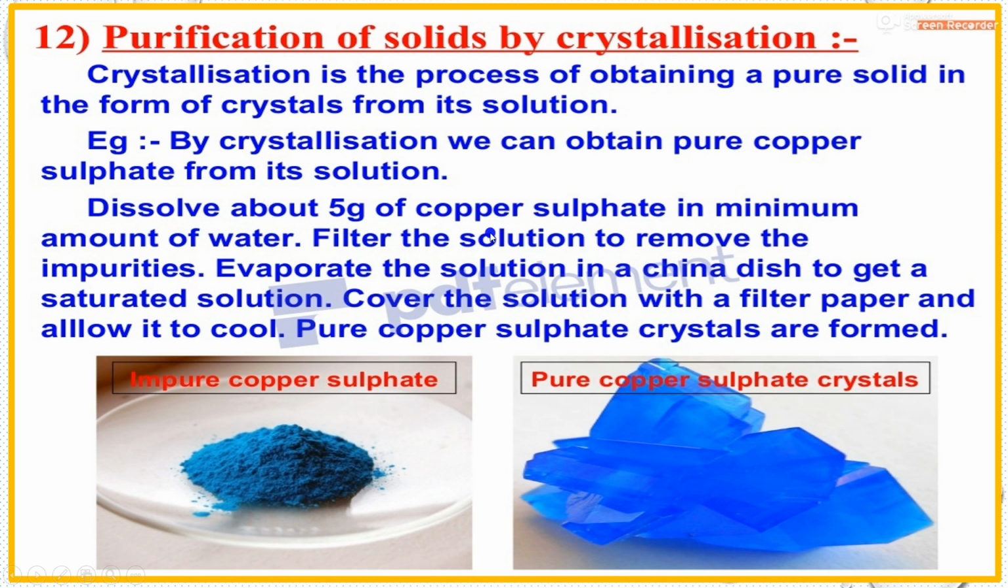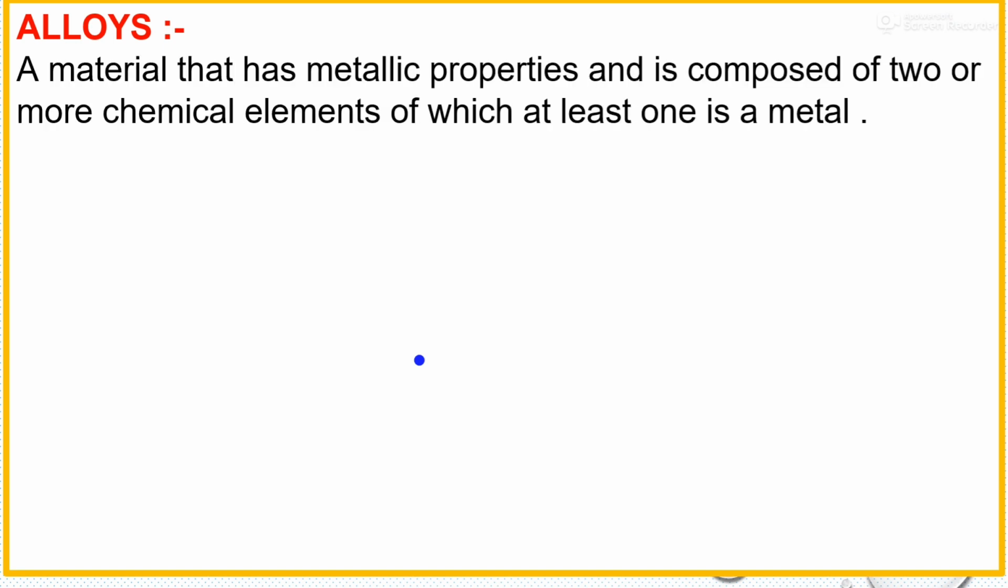Dissolve about 5 grams of copper sulfate in a minimum amount of water. Filter the solution to remove the impurities. Evaporate the solution in a china dish to get a saturated solution. Cover the solution with a filter paper and allow it to cool. Pure copper sulfate crystals are formed. In this way, we can separate pure solid in the form of crystals from its solution. As we get the pure solids in the form of crystals, this method is called crystallization.